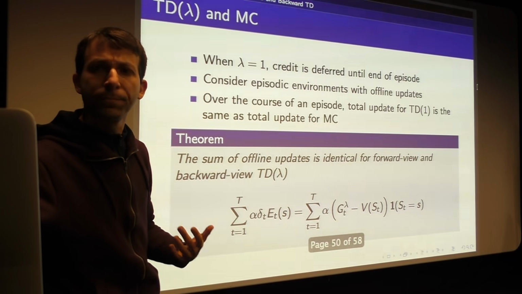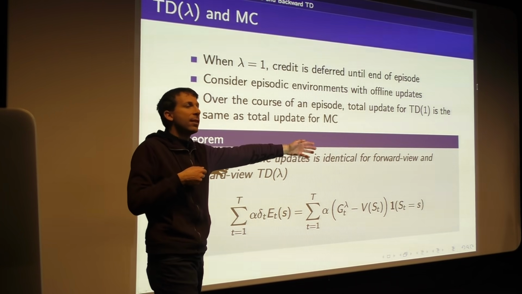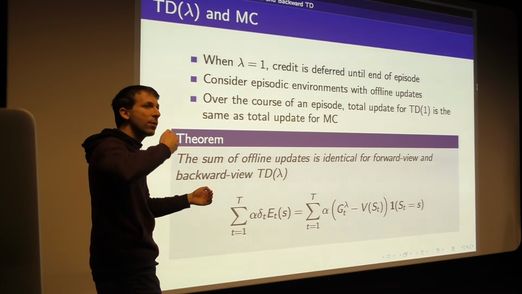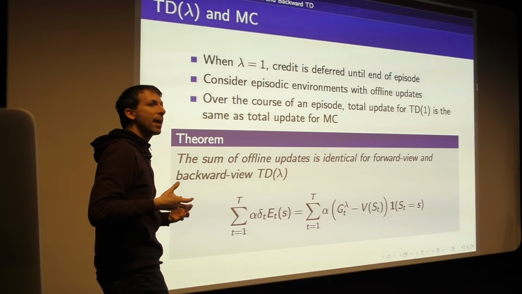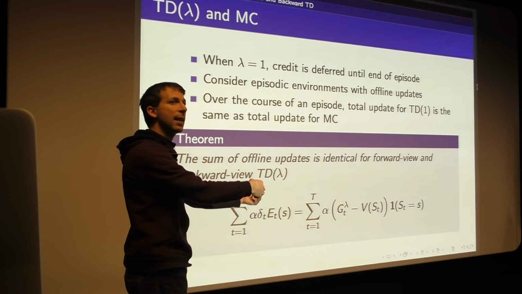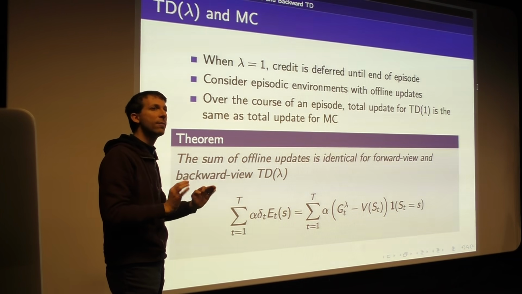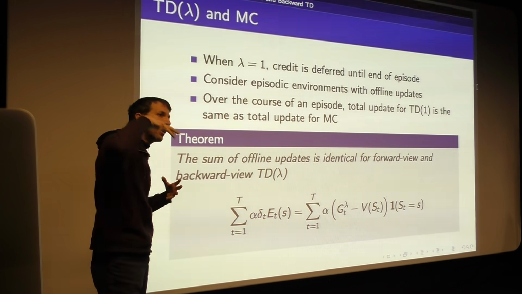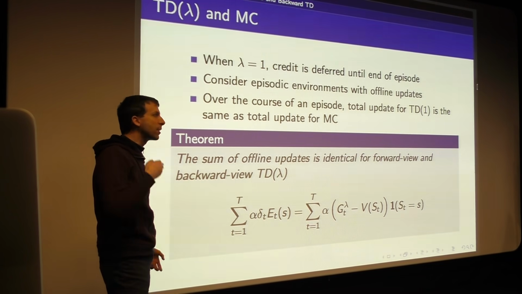At the other extreme, we have lambda equals 1, and in that case, the credit is deferred all the way to the end of the episode. If we're in an episodic environment, this has the nice result that if you accumulate all of the updates that you do using this backward view, the sum of those updates is the same as for the forward view of TD lambda. So the backward view and the forward view of TD lambda are exactly equivalent when you do offline updates. They're the same algorithm. It's just a mechanistic view that can be implemented efficiently. You only have to look backwards, you don't have to look forwards in time.